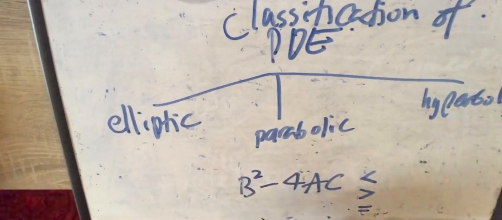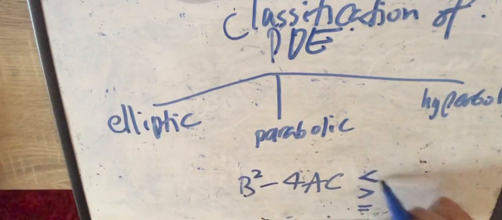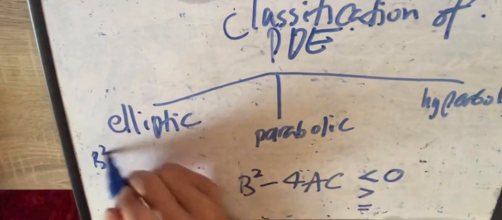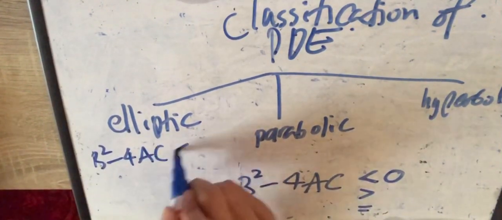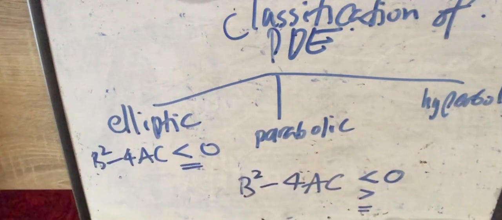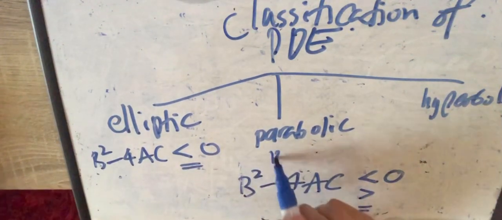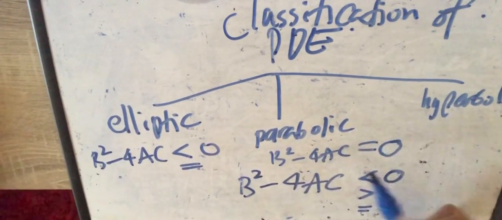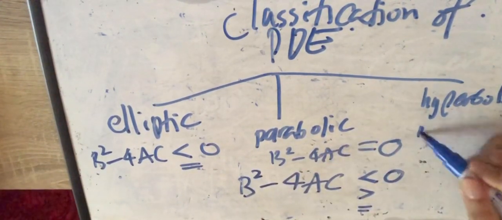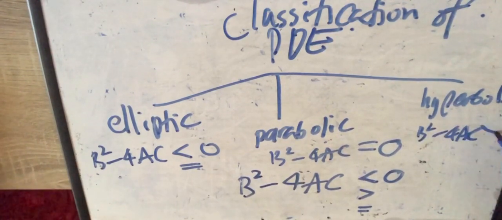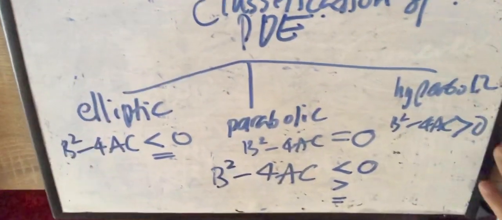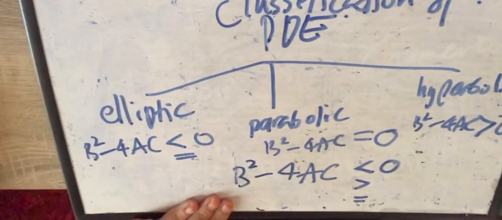If after you substitute the values of a, b and c, your b square minus 4ac is less than 0, it is elliptic. If b square minus 4ac is equal to 0, it is parabolic. And if b square minus 4ac is greater than 0, therefore it is hyperbolic.